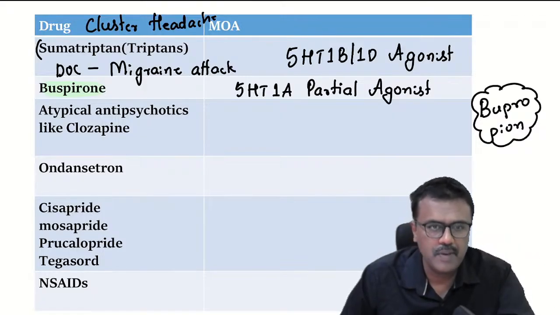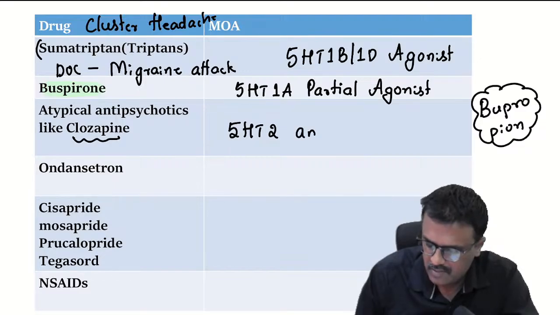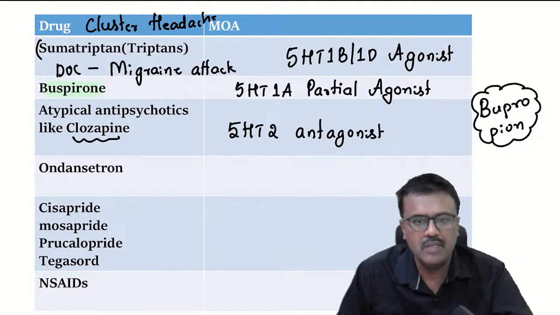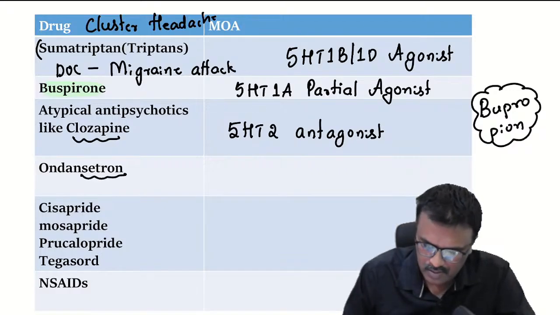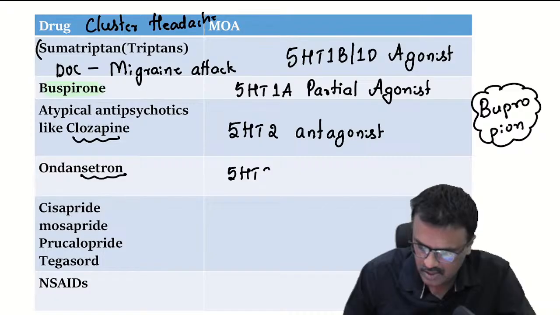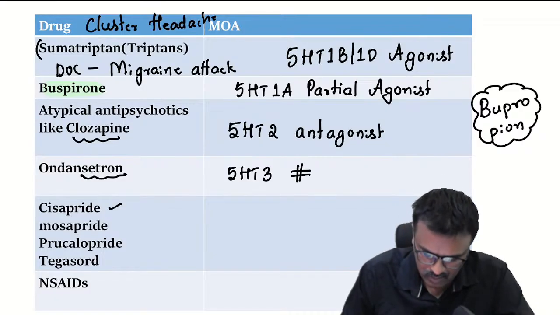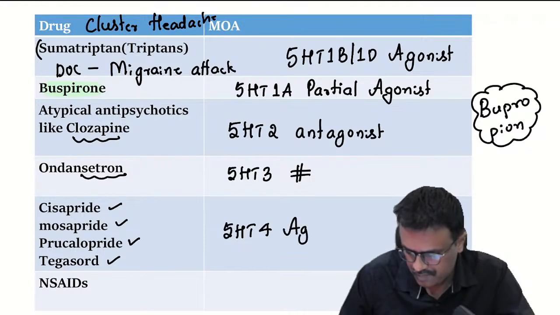Now tell me, how do the atypical antipsychotics like clozapine work? They are 5-HT2 antagonists. Clozapine, olanzapine, risperidone, these are all 5-HT2 antagonists. Any drug ending with setron is a 5-HT3 antagonist. Cisapride, mosapride, prucalopride, tegaserod, these are 5-HT4 agonists.